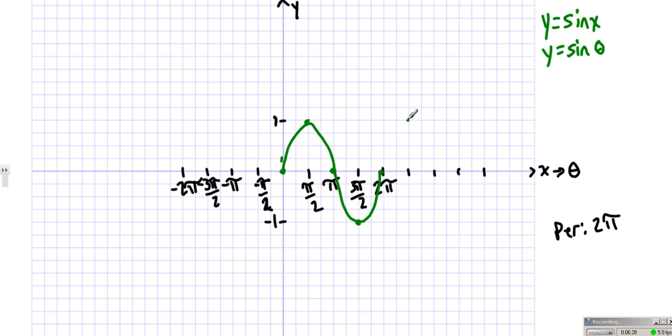So our next pi over 2 would be at 1, then we would be back at 0, down to negative 1, and then that would be 4 pi. This is 3 pi. Okay, back to 0. So then it would look the same again.